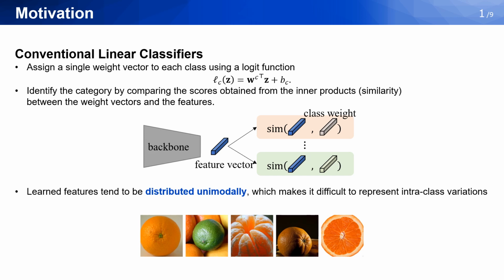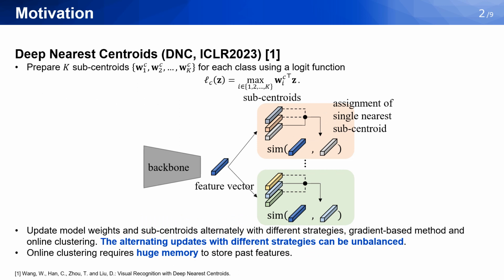Since feature vectors get close to the weight vectors during training, learned features tend to be distributed unimodally, which makes it difficult to represent intra-class variations such as color, brightness, or texture. To tackle this difficulty, an online clustering method, the so-called Deep Nearest Centroids method, was proposed. Deep Nearest Centroids (DNC) prepares k subcentroids for each class. To compute the classification scores, DNC uses the maximum similarity between feature vectors and the subcentroids.